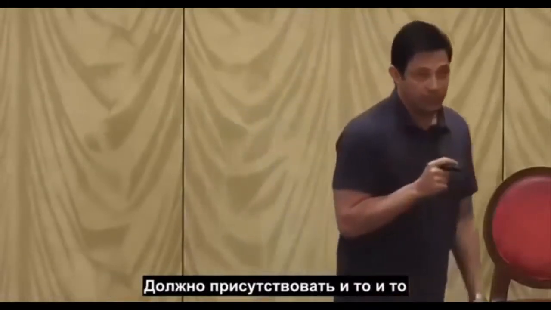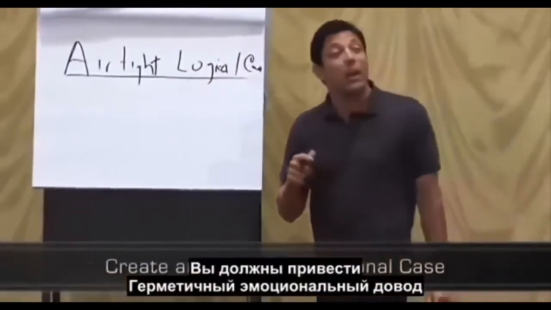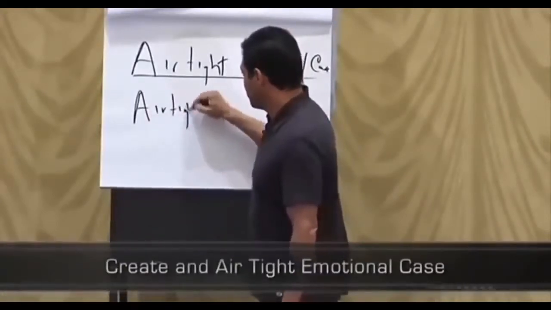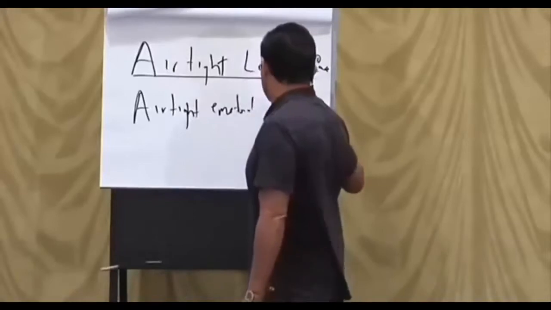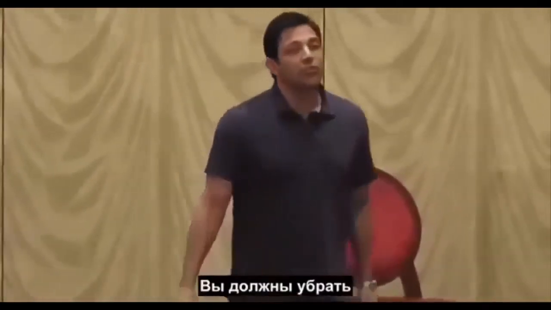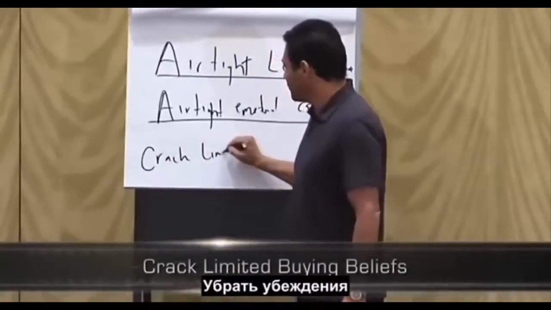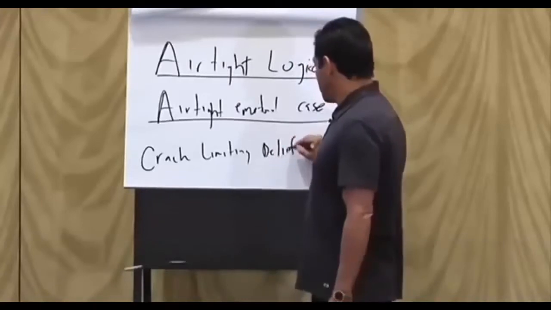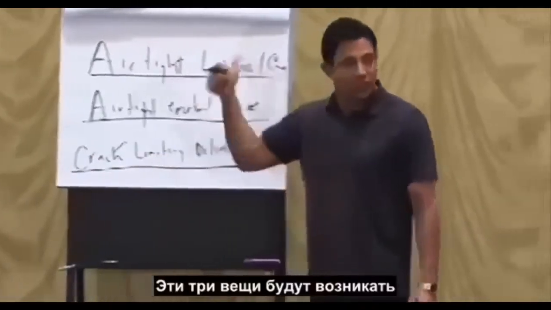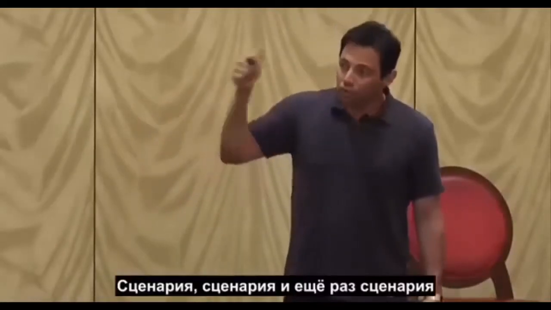People are smart. We're logical creatures and we're emotional creatures. Both must be in place. So, you must create an airtight logical case. Secondly, you must create an airtight emotional case. Those two things must be in place. Third, you must crack through all their limiting buying beliefs. Crack limiting beliefs. These three things will occur as you move down the straight line with specific language patterns and scripts, and they're all going to be ethical and honest.